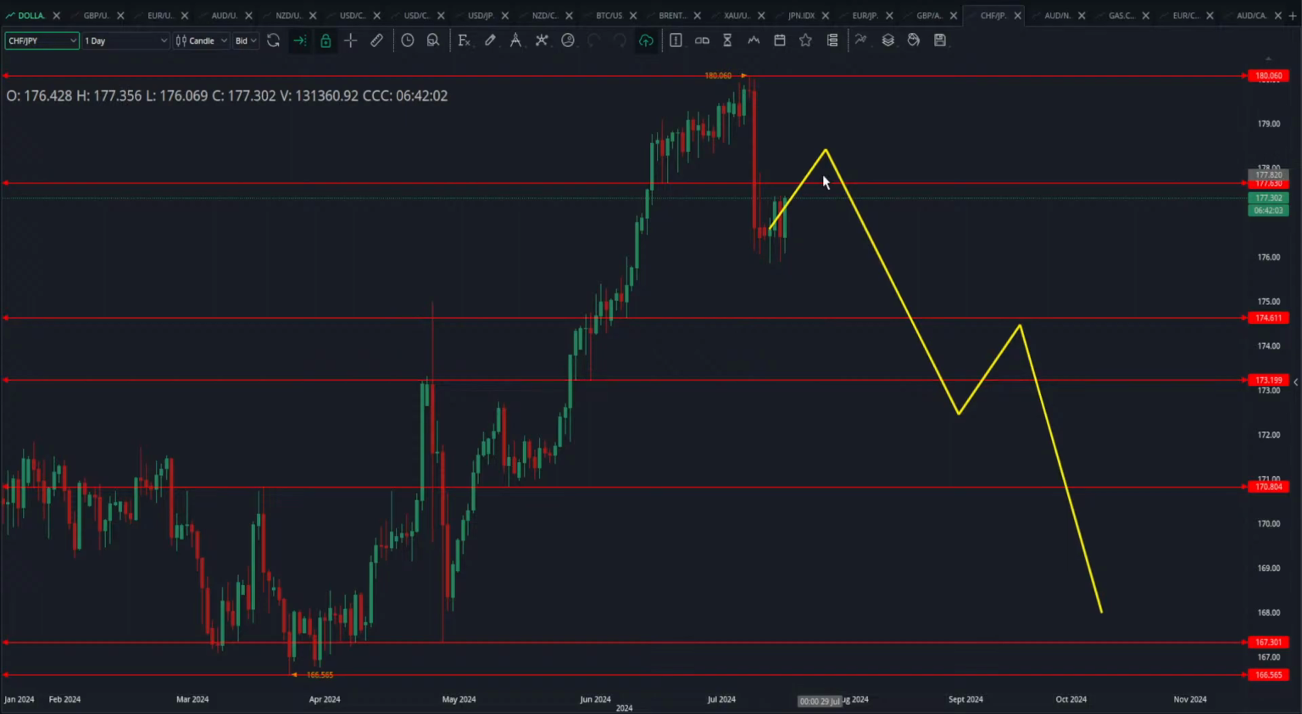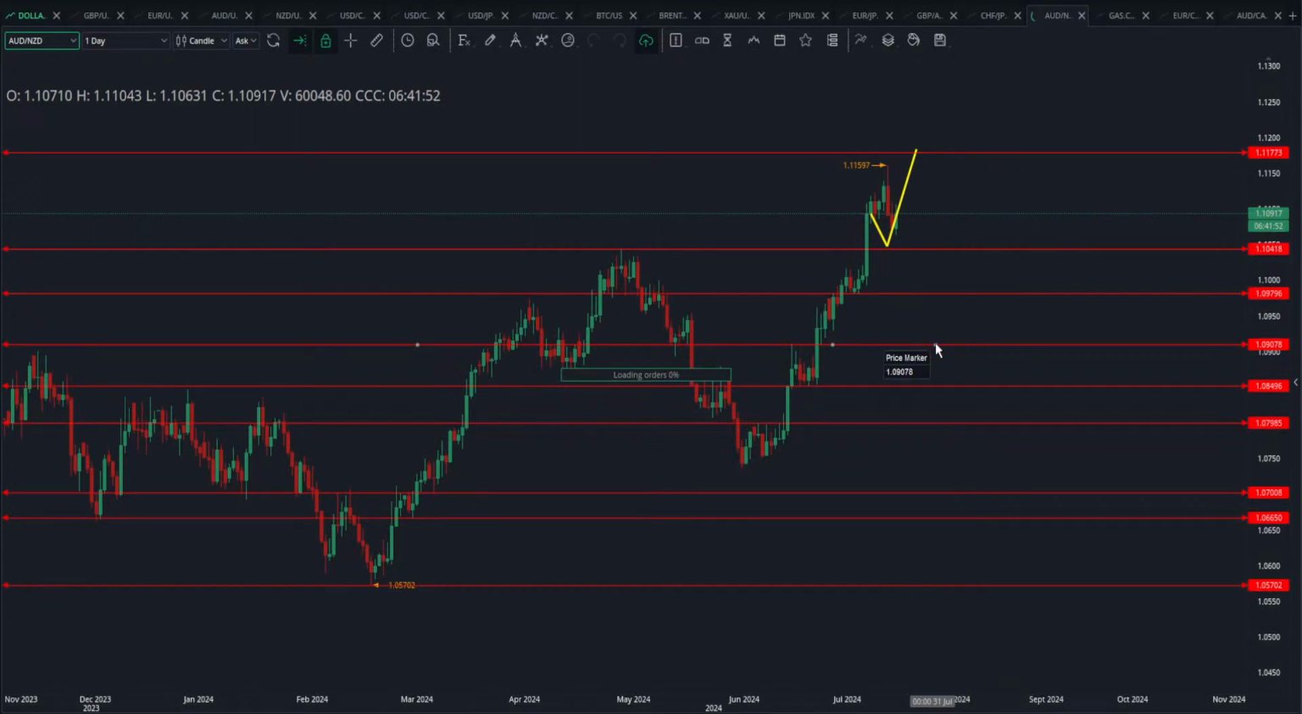CHF JPY, sell on the rise. So you get an opportunity to go short, you short it with a target of 174.61 with the potential resistance of 177.63.